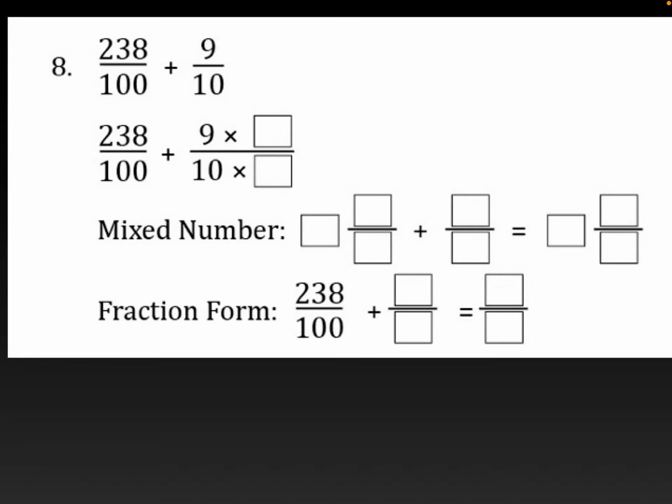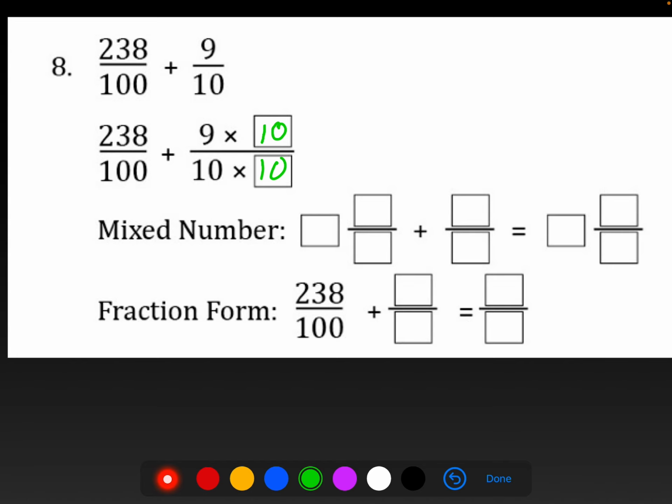All right, let's look and see how you did on these. If you remember what we did to the top, we had to do to the bottom in order to solve those. So we had 238 hundredths plus 9 tenths. Now we needed to get that 9 tenths to 100ths. So remember, what we do to the top, we do to the bottom. So times it by 10.